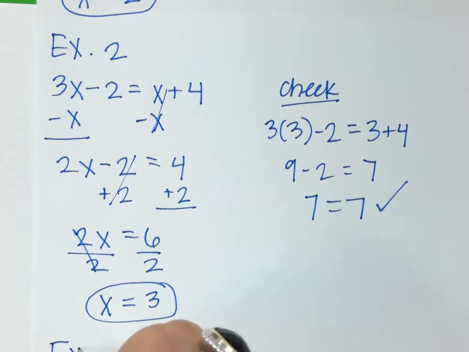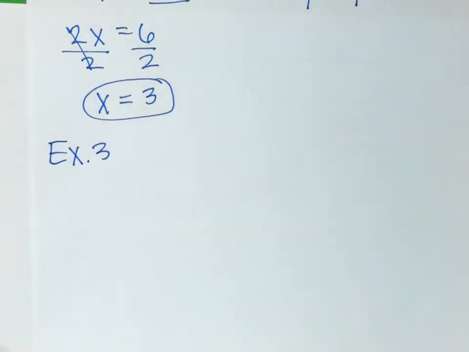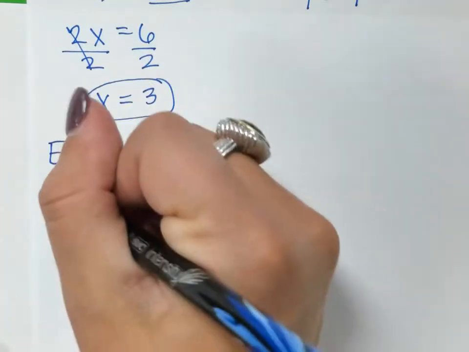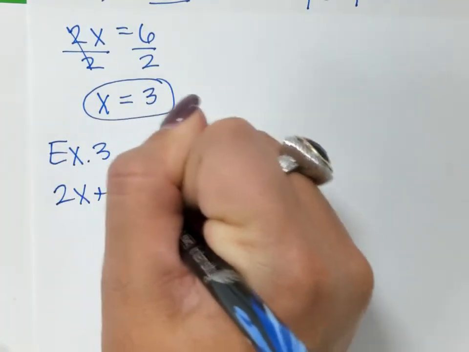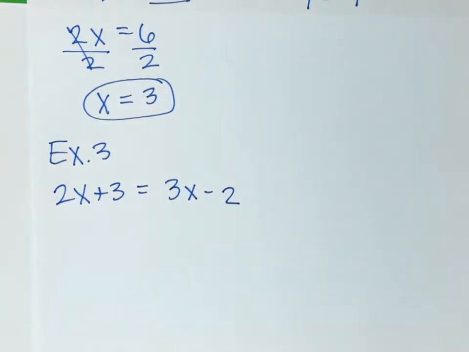All right, let's look at example number 3. I've got 2x plus 3 equals 3x minus 2. Go ahead and do it. So everybody go ahead and try to do this one on your own. So that means everybody should be writing.